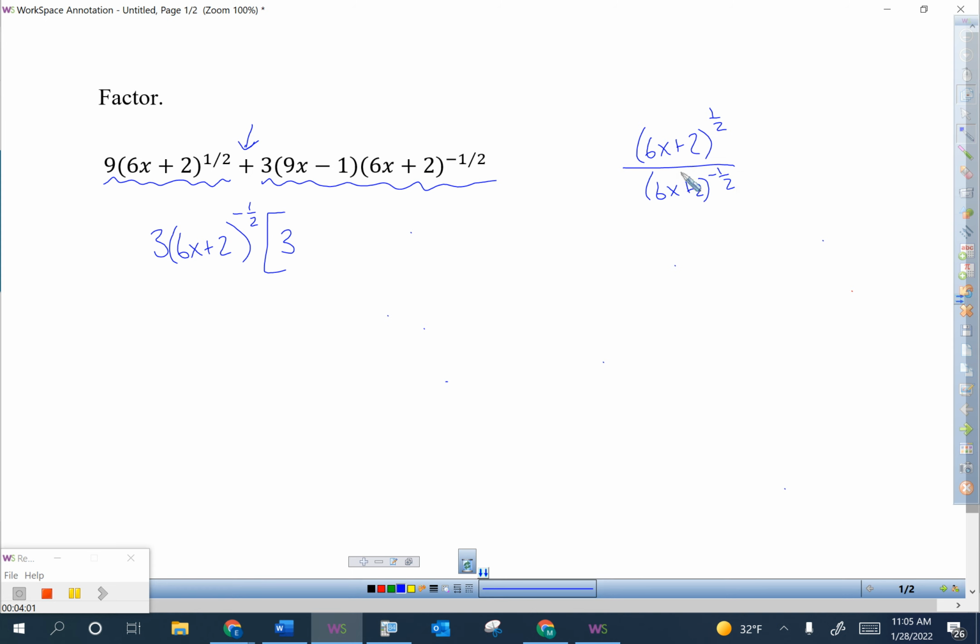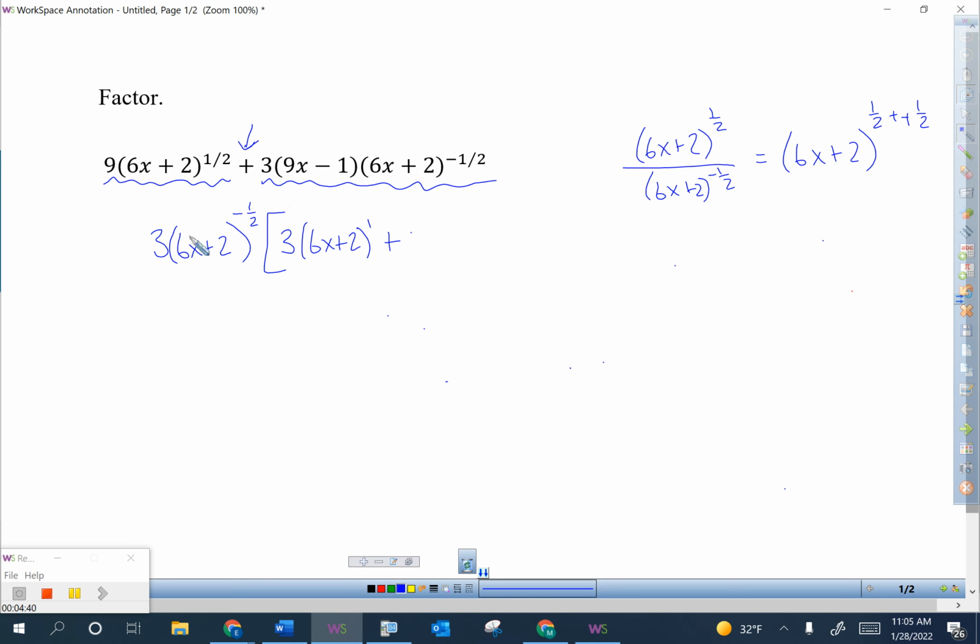Because those factors have a common base, we can use our quotient rule. We're going to rewrite that 6x plus 2, and the quotient rule says we can subtract our exponents. So 1/2 minus a negative 1/2 changes to plus. 1/2 plus 1/2 is 1. So we have a 6x plus 2 to the first power left over. Oftentimes you won't see people write that first power since it's just the 1. That first piece is done. We're going to use this plus symbol, that's important, and then move on to the second piece.